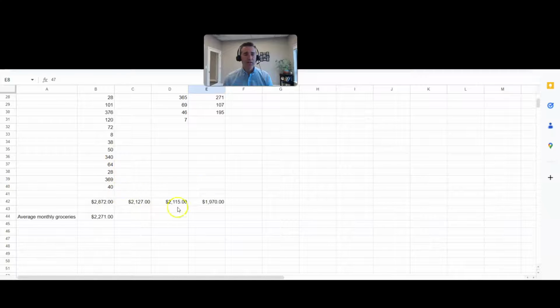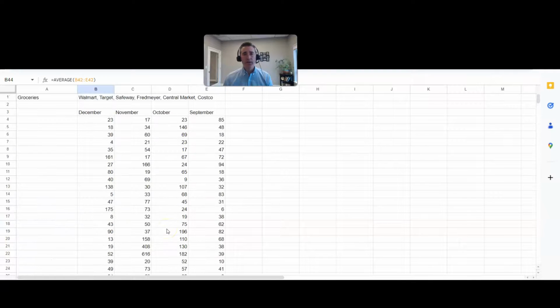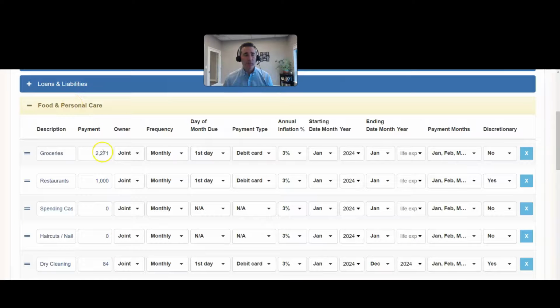And you can see in this case, the monthly average was $2,271 is how much they spend at the grocery store. And that's both on food and goods. So over here we say, okay, we're going to assume $2,271 monthly. They're going to spend that on their debit card, and it's going to go forever, and it's not discretionary. But this couple also likes to eat out, so we're going to say that they're spending $1,000 a month on restaurants, and that is also going to get paid on their debit card. It's going to go up with inflation over time. But we are saying that this is a discretionary expense.